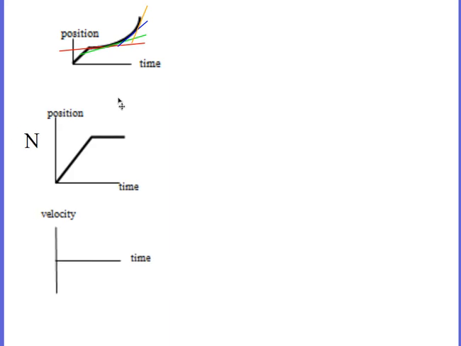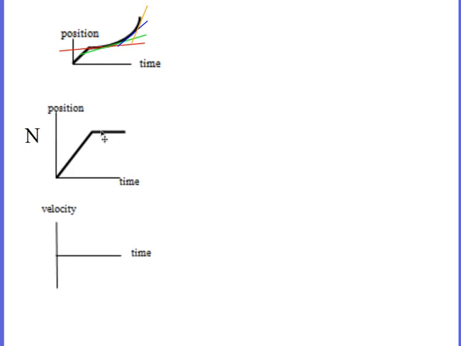Okay, please do this task. I want you to take this position time graph and show me the corresponding velocity time graph that you would get here. Please stop the show. I'm going to do it.